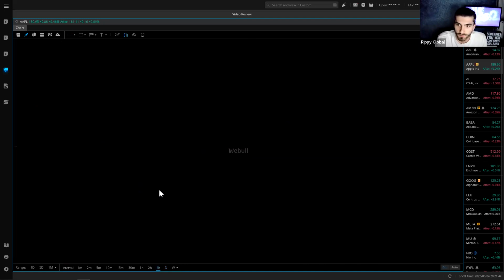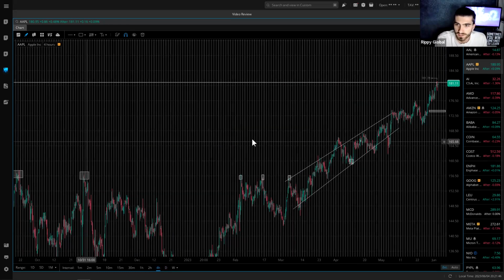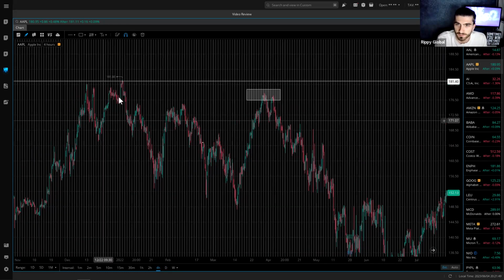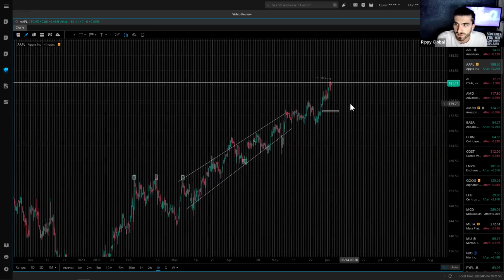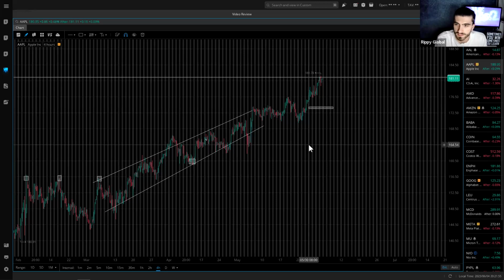If I switch to the 4-hour, we can't see the actual price action back here, but the all-time high for Apple is around $181.80 a share. Current price action is roughly $181.11.